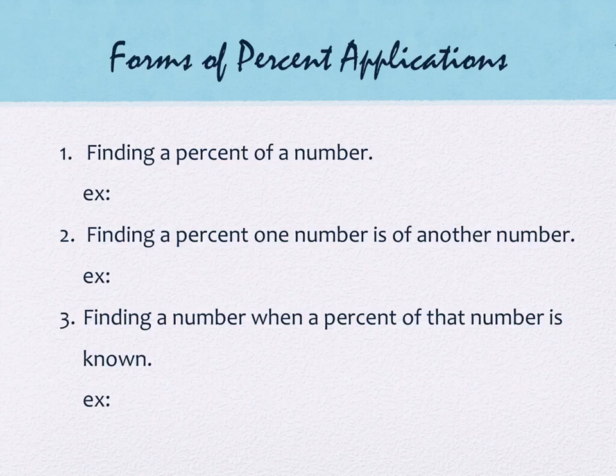The first type is called finding a percent of a number. And I'm going to give you a very short question that states this type of application without the context surrounding it. But something that ends in a question that looks something like, what is 15% of 32?